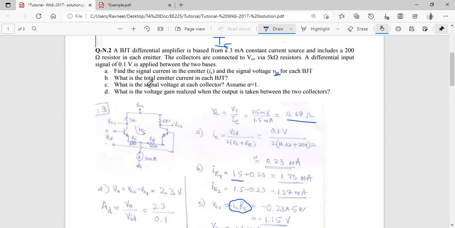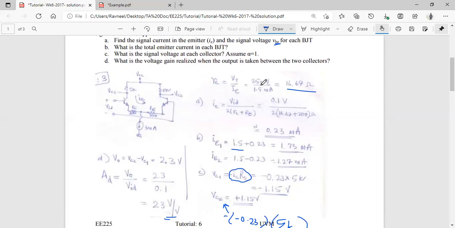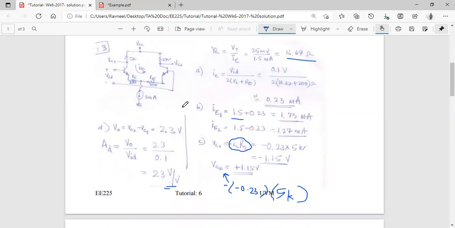Next is part C. What is the signal voltage at each collector? Assume alpha is equal to 1. So the signal voltage at each collector, that means VC1 and VC2, our AC voltage outputs, the small signal voltage output at each collector. So for VC1, there will be the small signal analysis.